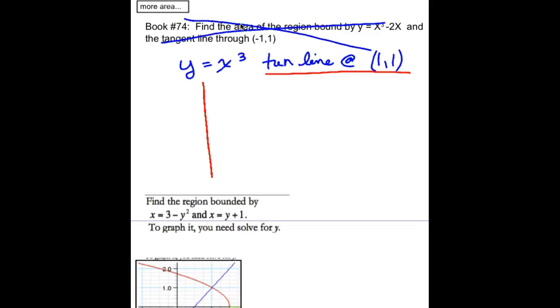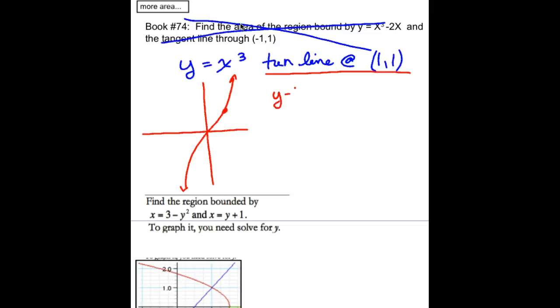So graphically, x cubed is going to go like this. You have some tangent line at 1, 1 that's hitting it. And in order for you to set up your integral, you need an equation for the tangent line. So we have to go back to like chapter 2. What two things do you need for an equation of a tangent line? Point and a slope. And the point's staring you in the face.